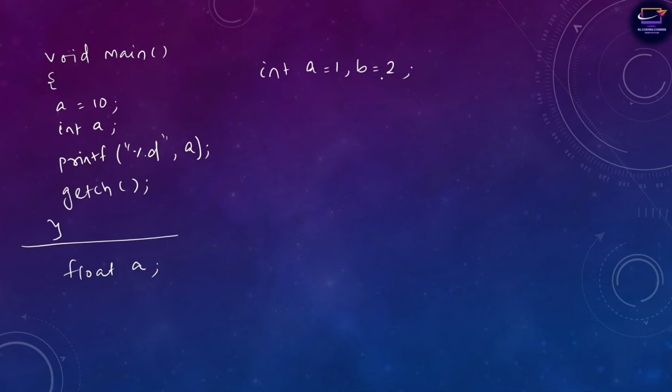See, you can also write down int a equals to 1 comma b equals to 2. You can also initialize more than one variable, that is, multiple variables in a single statement. That is also correct, fine.